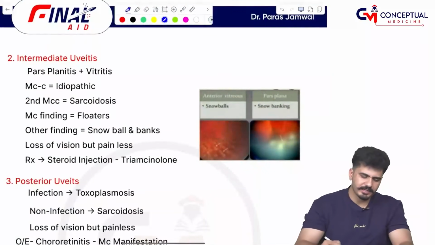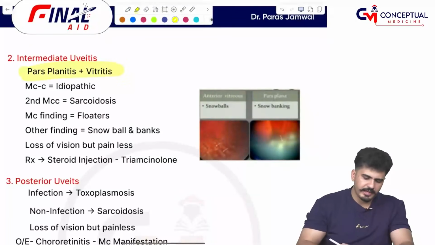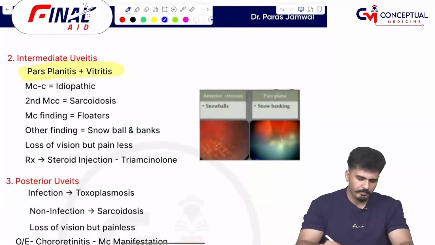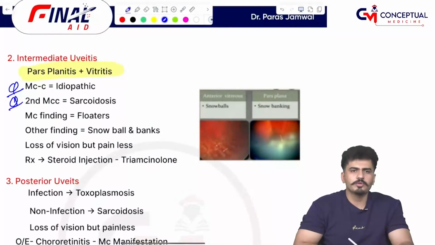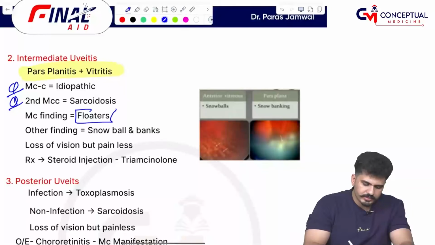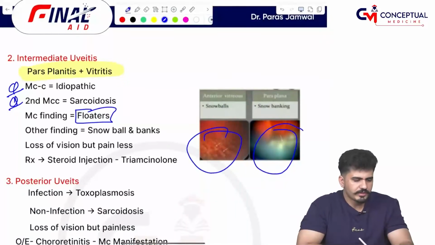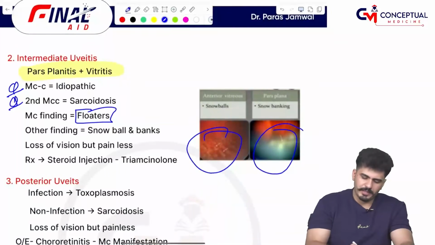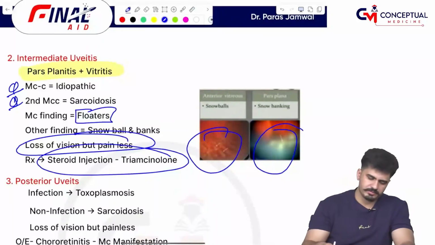Retinitis. What is happening right here? Pars planitis and vitritis is happening right here, and the pars plana is involved in this. Remember, the most common cause is again idiopathic. Second is sarcoidosis. The most common finding is going to be floaters. Other findings are snowball and snowbank. Along with the floaters, snowball and snowbank are seen, and painless loss of vision, as we already told. The treatment is going to be steroid, my dear friend.